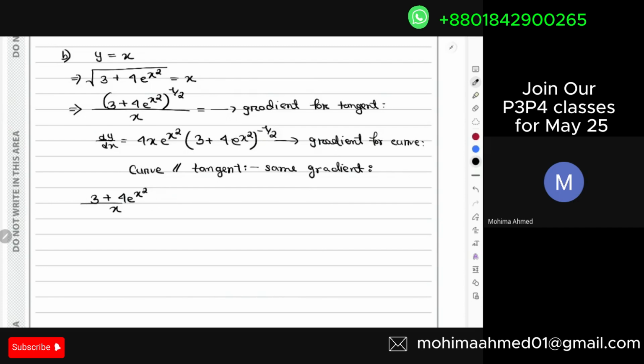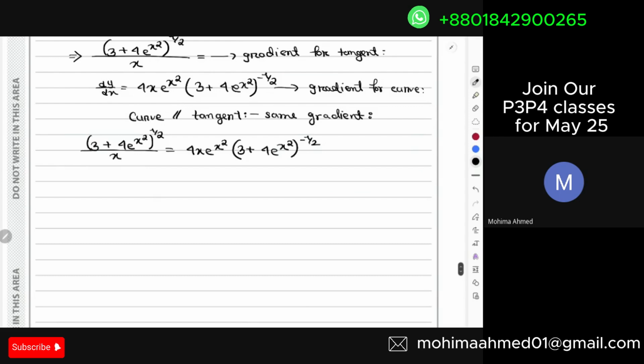If they have the same gradient, then I get the expression (3 + 4e^(x²)) divided by x, with the power of half, equal to 4x e^(x²) times (3 + 4e^(x²)) with the power of negative half, right? I can see them as equal. Now I just have to simplify them. If I take this to the right hand side, we basically have 4x² e^(x²) divided by (3 + 4e^(x²)) to the half, since a negative power belongs in the denominator.